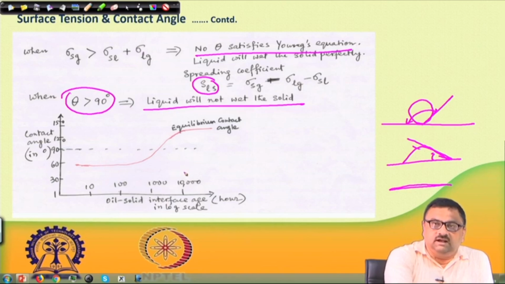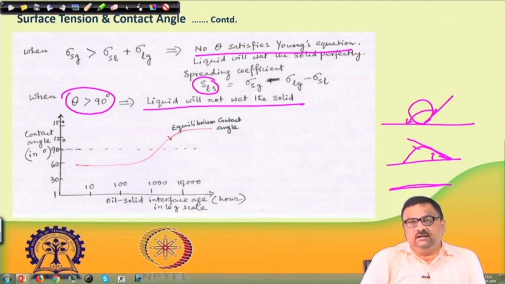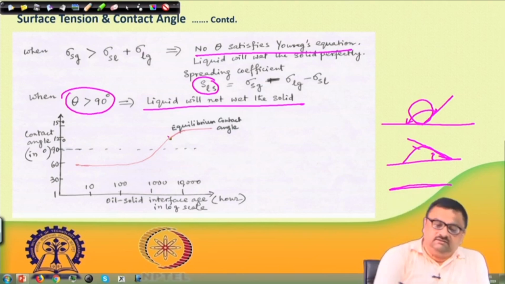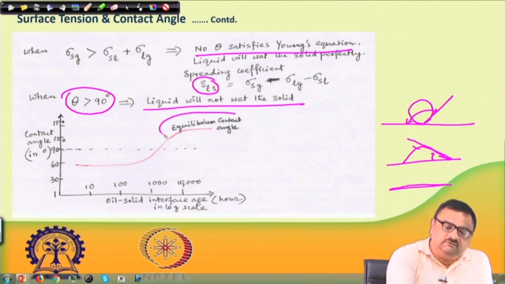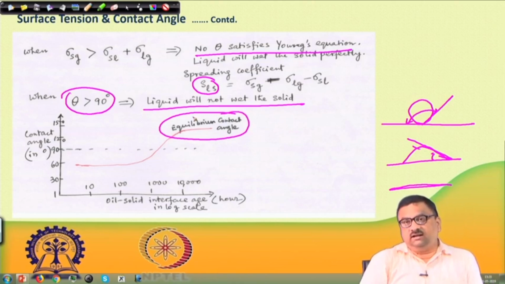Don't strike it off as something impossible. So over age, if something is in contact, the equilibrium contact angle can change. In this regard, one needs to look at the definition of equilibrium contact angle and how it is different from advancing and receding contact angle. But this equilibrium contact angle can shift from less than 90 degree to greater than 90 degree.